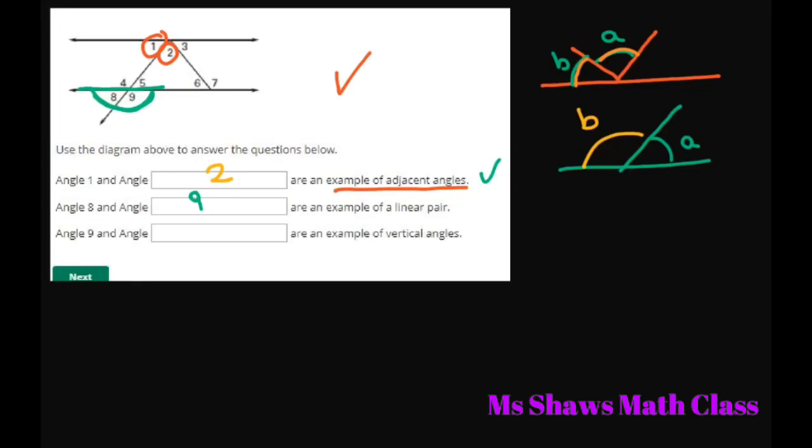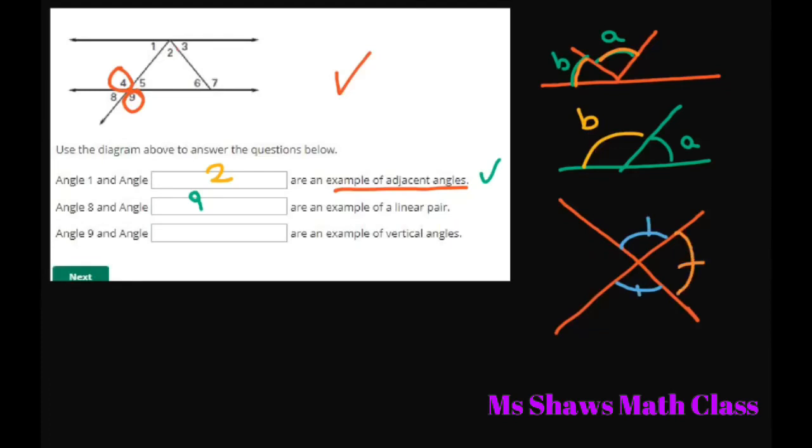And then angle 9, let's erase this. So angle 9 and what else is an example of vertical angles? So angle 9 and angle 4 are vertical angles because when you have an intersection, these two angles are vertical angles. These two are congruent and these two would be congruent.